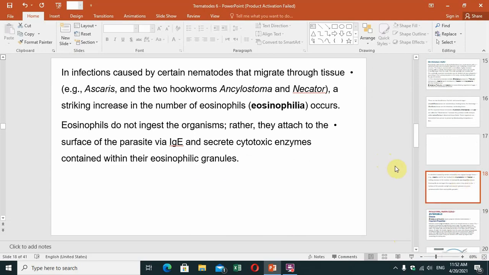An infection caused by certain nematodes that migrate through the tissue, for example Ascaris, the hookworms, Schistosoma and Necator, causes a striking increase in the number of eosinophils. Eosinophilia occurs. Eosinophils don't ingest the organism; rather, they are attached to the surface of the parasite by IgE and secrete cytotoxic enzymes contained within their eosinophilic granules.